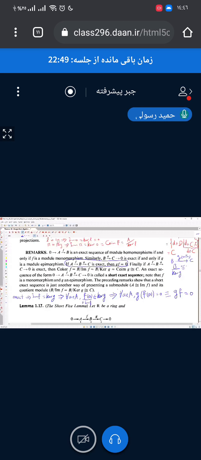An exact sequence of the form. This form is called a short exact sequence, which is a very important notion in the next subjects. We say that any exact sequence of this form is called a short exact sequence.